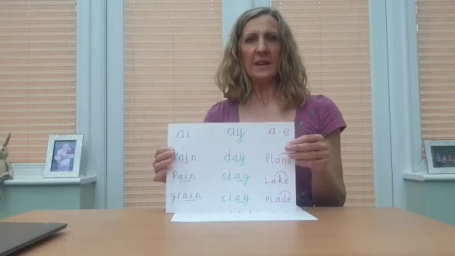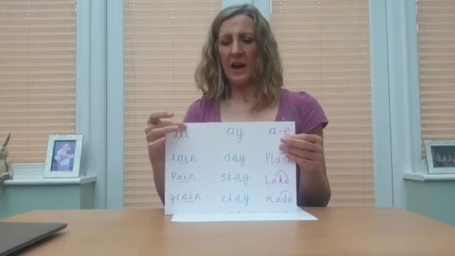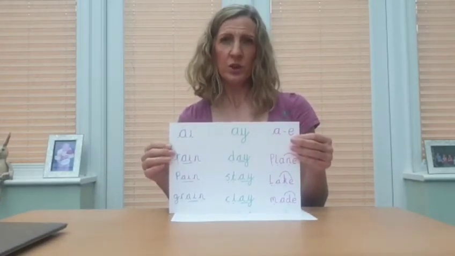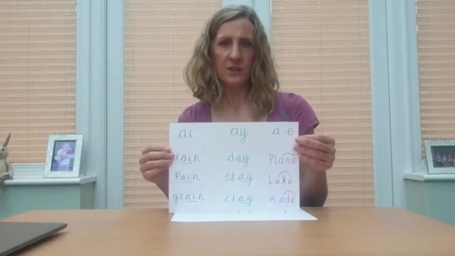So once the children have learned all the different Phase 5 sounds, they'll have learned lots of different ways of doing the a sound, the ai, the ay, and the split a. So it's really tricky for the children when they're doing their writing to know which one to choose, how do they remember which digraph to use for that particular word that they're wanting to write.